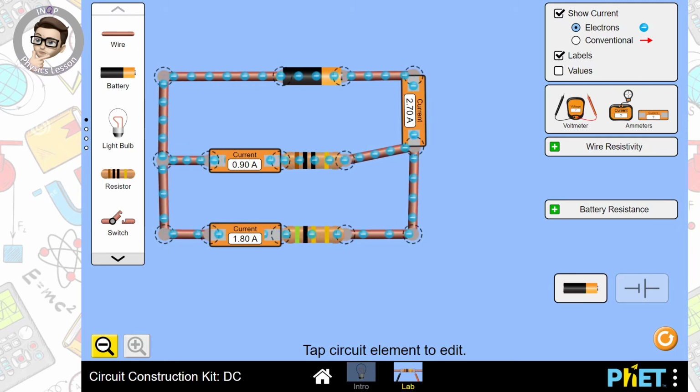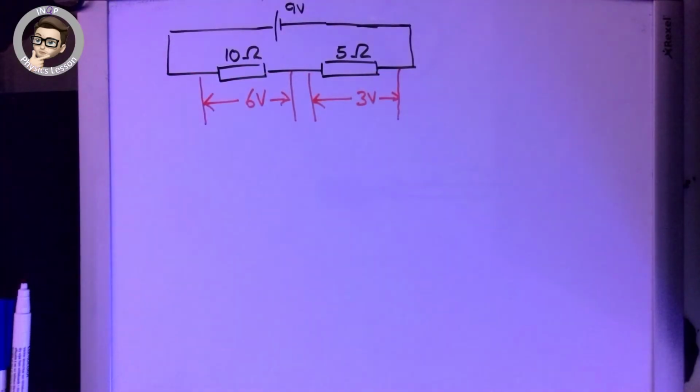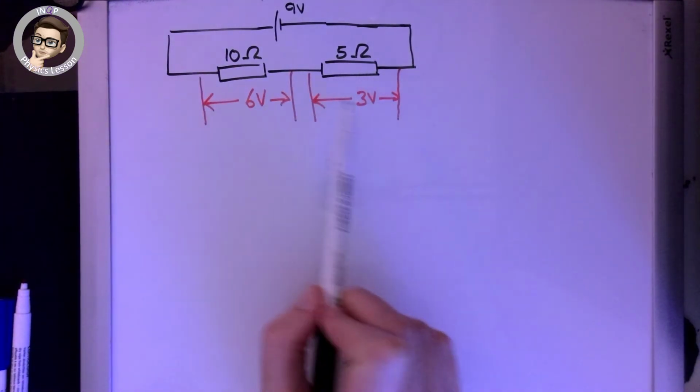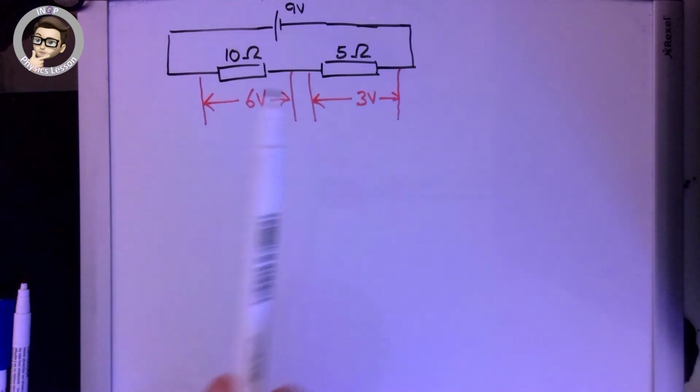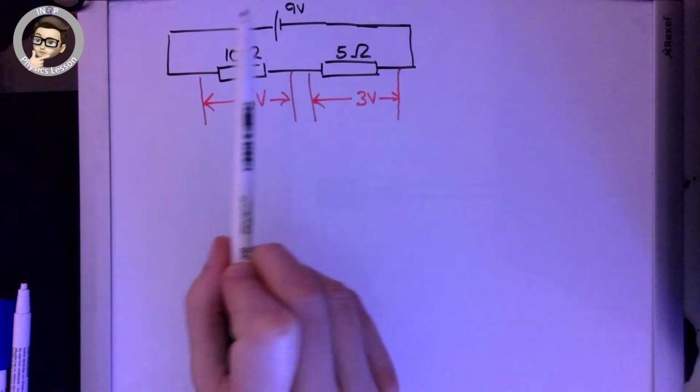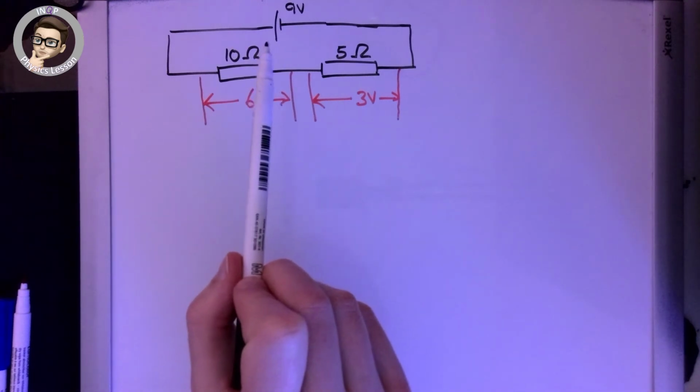Okay, so we're going to go on to a few more little bits now just to end this session off. Let's go back to the visualizer. So here we've got a circuit. We've got a 10 ohm resistor and a 5 ohm resistor, just like we've seen on our circuit construction kit there. And we've got a 9 volt cell that's putting that potential difference into the circuit.